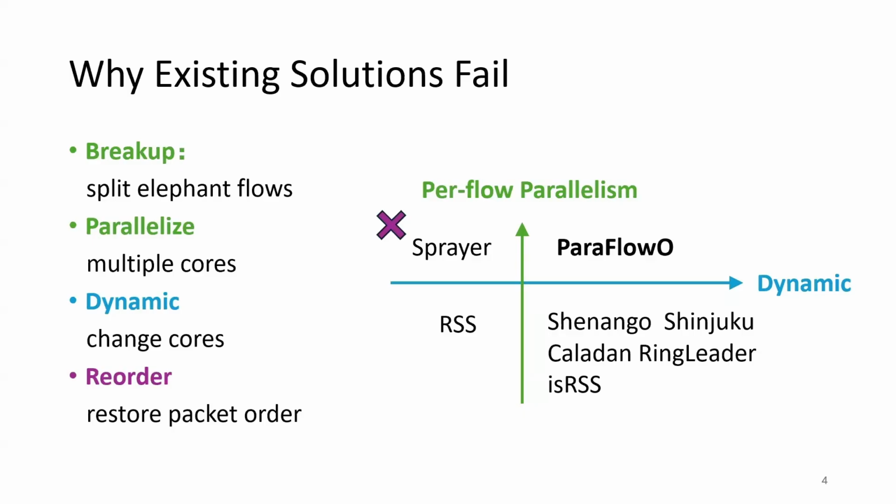Another direction is to parallelize packets from the same flow. For example, Spray distributes packets across multiple cores to achieve higher parallelism. However, packet-level parallelism naturally introduces packet reordering, which can affect application-level queues and limits practical deployment. Therefore, existing approaches cannot simultaneously provide dynamic balancing, true per-flow parallelism, and strong packet order guarantees.